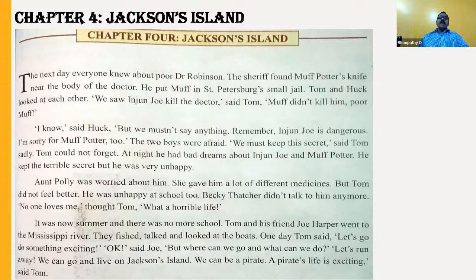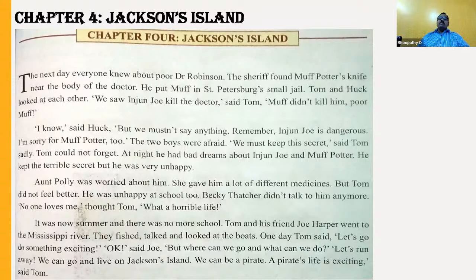So the next day, everyone came to know about the poor Dr. Robinson's murder in the graveyard. So they found Muff Potter's knife beside the dead body. So it was crystal clear to everyone. The doctor was stabbed or killed by Muff Potter. So he was arrested and thrown into St. Petersburg small jail. Tom and Huck looked at each other because of this.